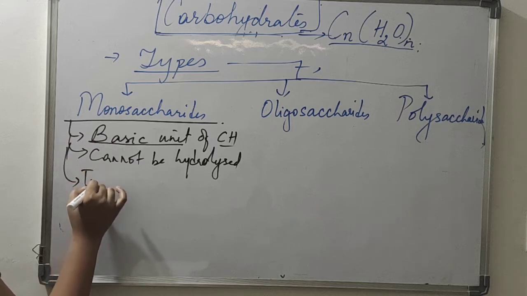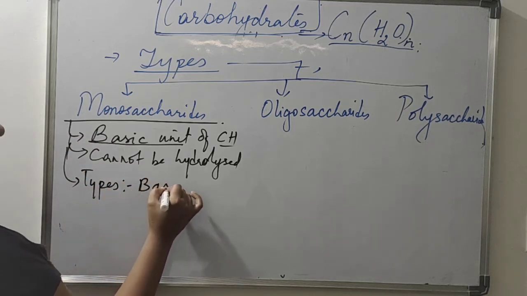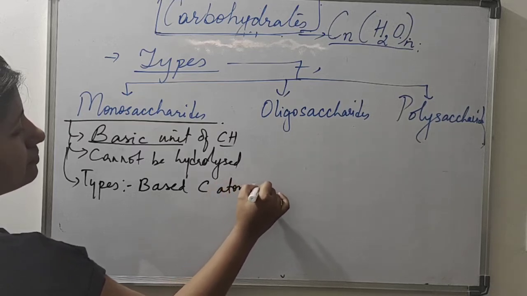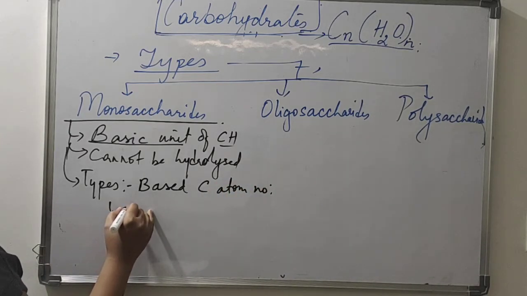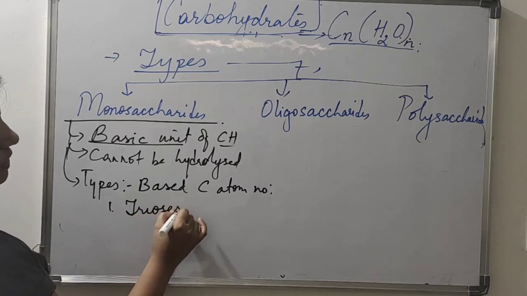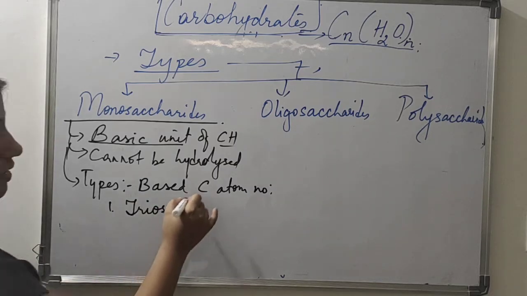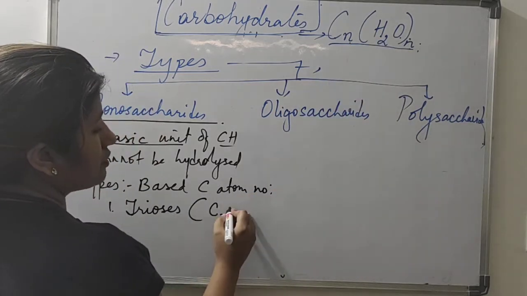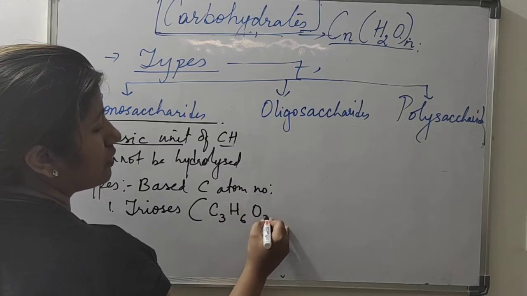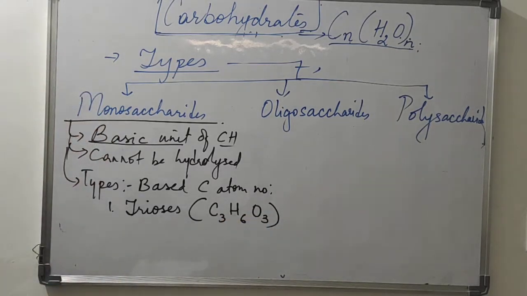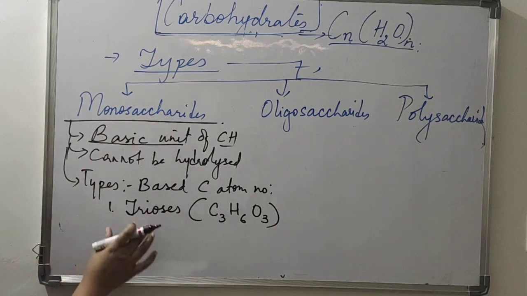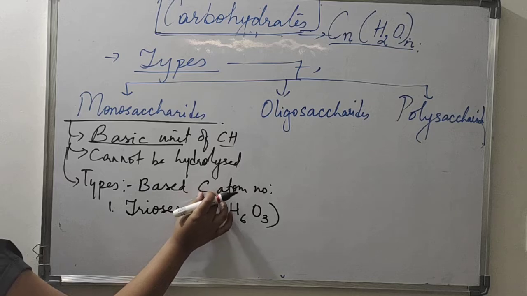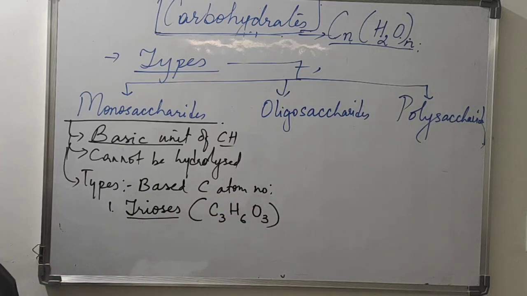there are types of monosaccharides. Based on carbon atom number, triose, where carbon number is 3. If n is 3, what will be the hydrogen number? 6, and oxygen number 3. So this is known as triose. It is a monosaccharide, and based on the carbon atom number, we name it triose. So 3 carbon. An example of triose is glyceraldehyde.